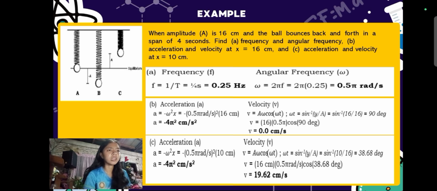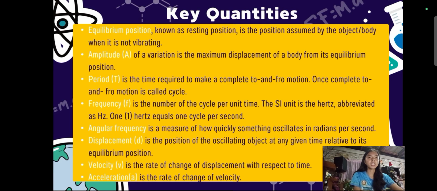So we also have another velocity, at a different displacement. Here we have A omega cos omega t, where omega t equals sine inverse of 10 over 16. The answer will be 38.68 degrees. So V equals 16 centimeters times 0.5 pi radians per second times cos 38.68 degrees. So the answer will be 19.62 cm per second.